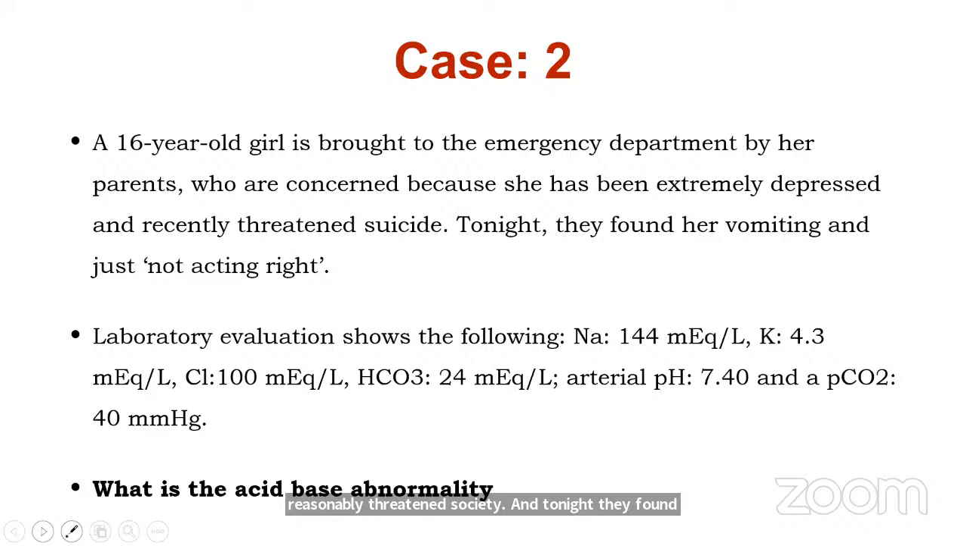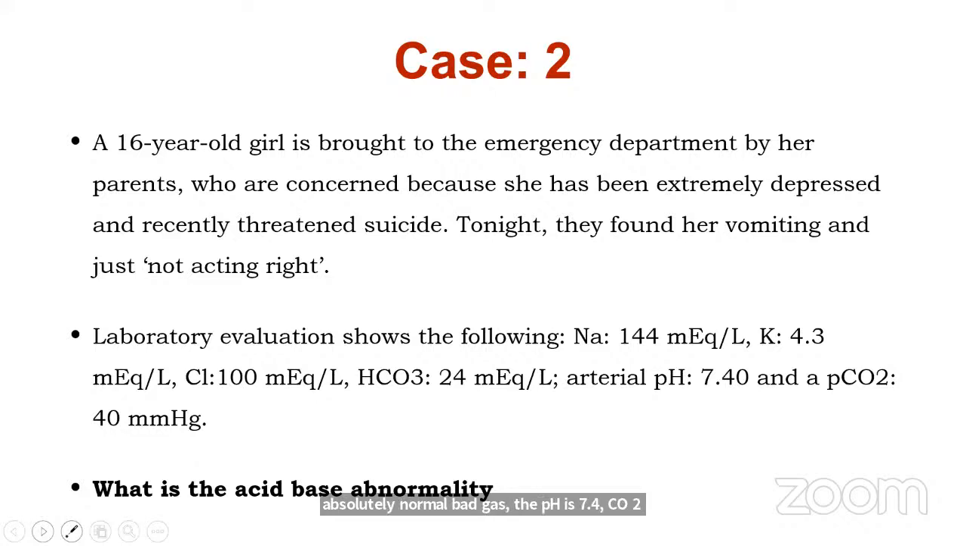And laboratory evaluations in the emergency department: the sodium is 144, the potassium is 4.3, the chloride is 100, bicarbonate is 24, arterial pH is 7.4, and PCO2 is 40. So if you see the blood gas, you will find that it is an absolutely normal blood gas. The pH is 7.4, CO2 is 40, and bicarbonate is 24.